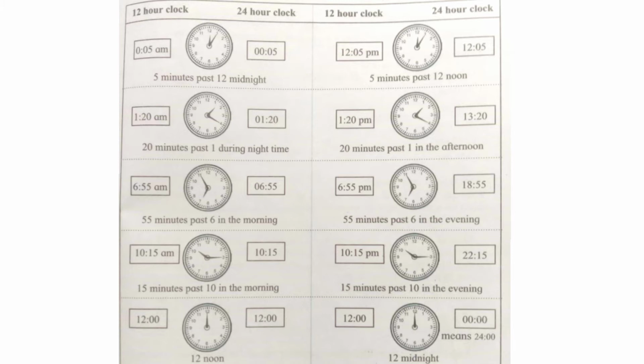See children, the last example, both hands, that is hour hand and minute hand, are on 12, that is 12 midnight. So as per 12-hour clock system it will show 12, as well as per 24-hour clock system the timing is 00, means 24, that is 12 midnight. Then onwards timing will change.